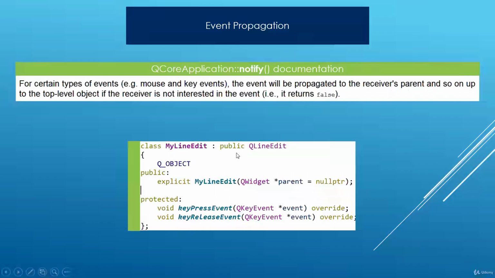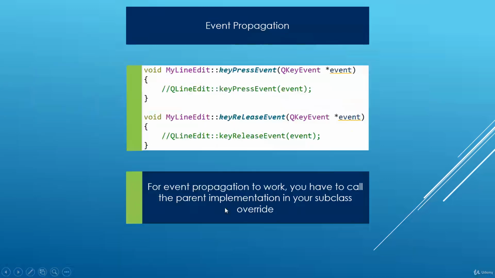As an example, you see that we have a subclass of QLineEdit here, and it is overriding press and release events. If we go to the implementation of this, you see that we do nothing in here except calling the parent implementation of these events here, key press event and key release event. And this is really how event propagation happens. You propagate the event up to the parent by calling the parent implementation.